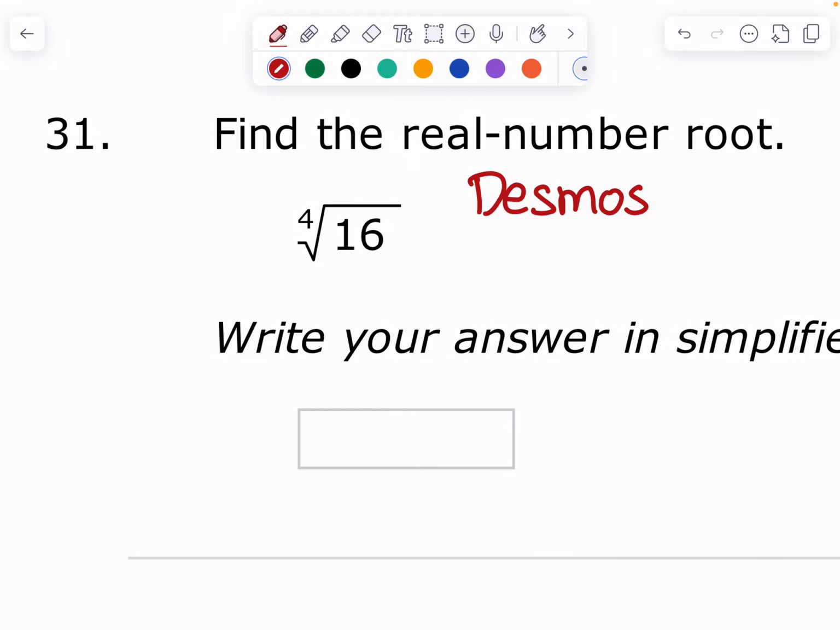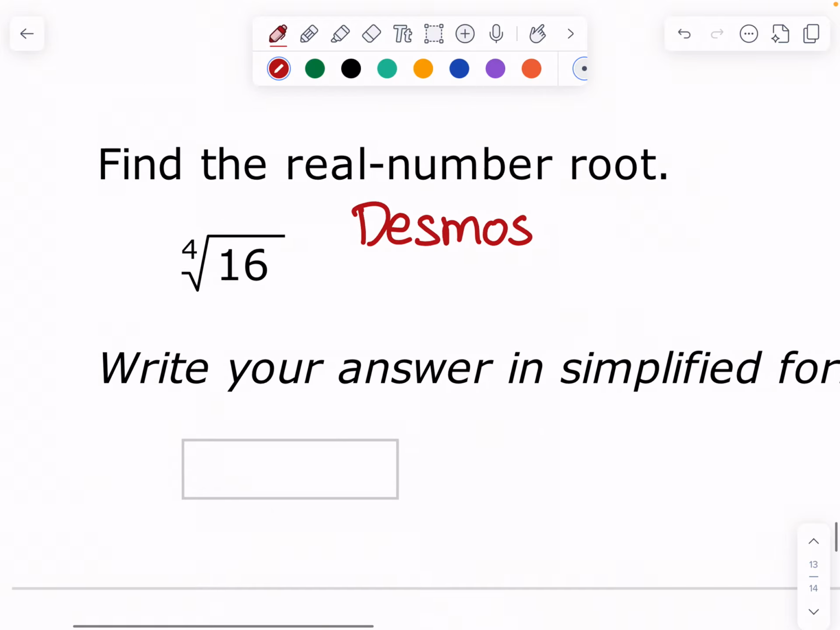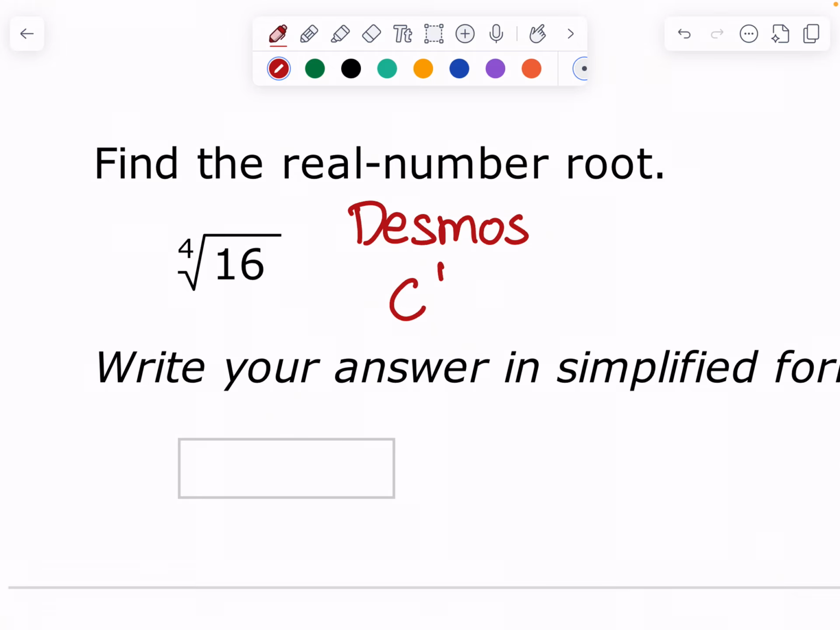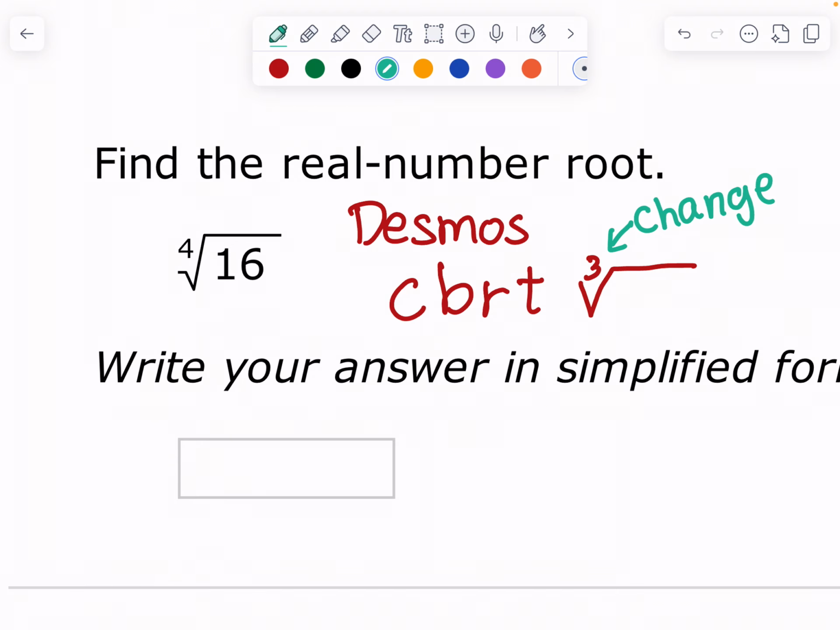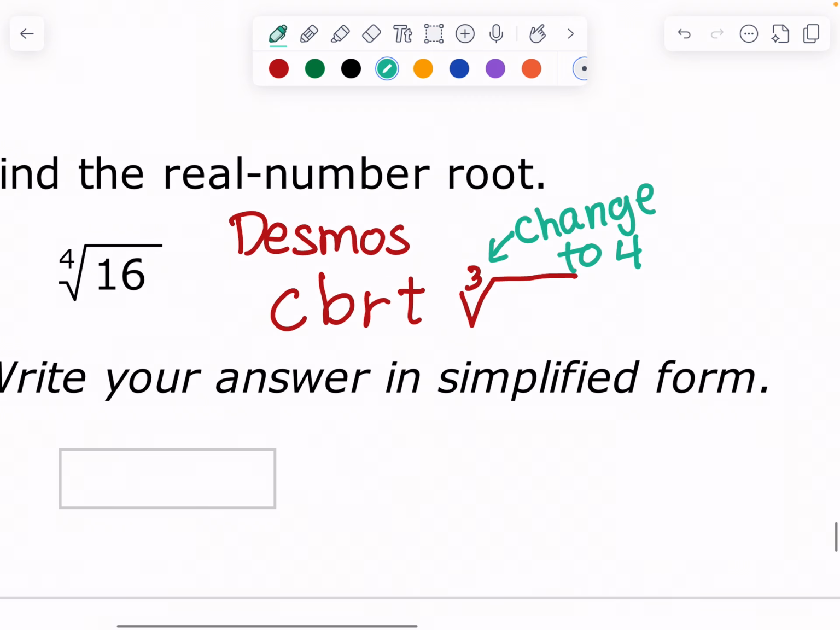In Desmos, one way is you can do CBRT. This is my favorite way, CBRT. And then it's going to give a cube root, right? But then what you can do is you can change it to 4 in this case, right? And then the rest of what you would type in, you're going to type in the fourth root of 16, which is 2. That's it.